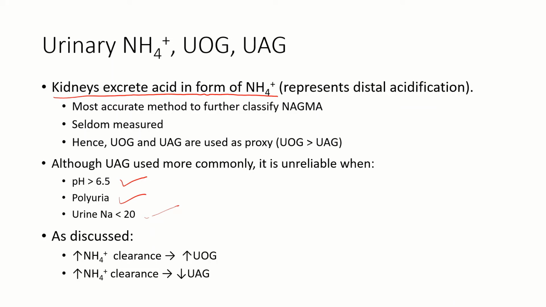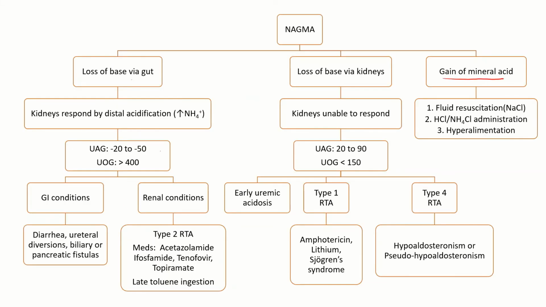And as we discussed, if there is an increase in ammonium clearance, the urine osmolar gap is going to increase, and whenever there is an increase in ammonium clearance, the urine anion gap is going to decrease. So we also need to remember this for further discussion. Let's talk about the causes of non-anion gap metabolic acidosis.